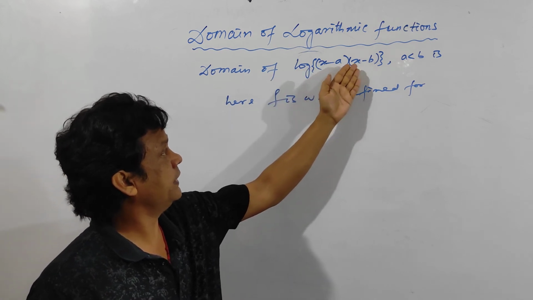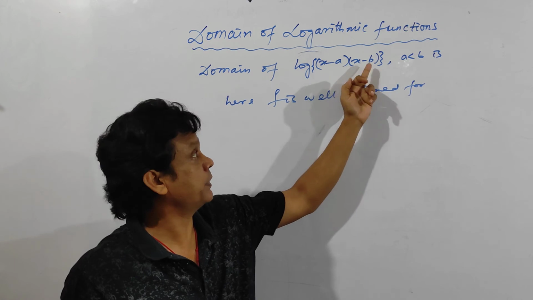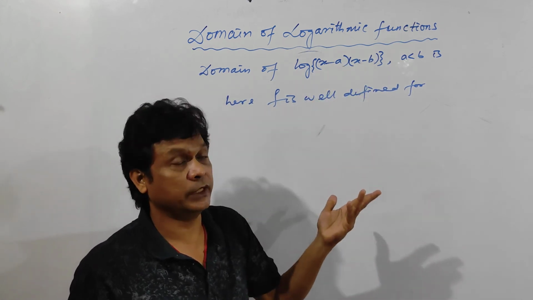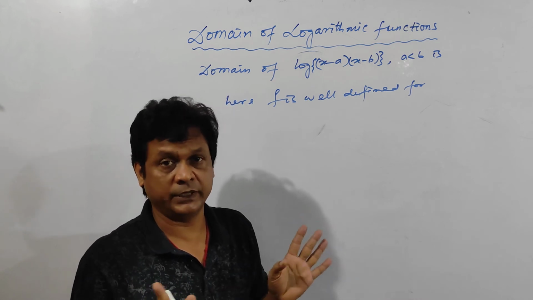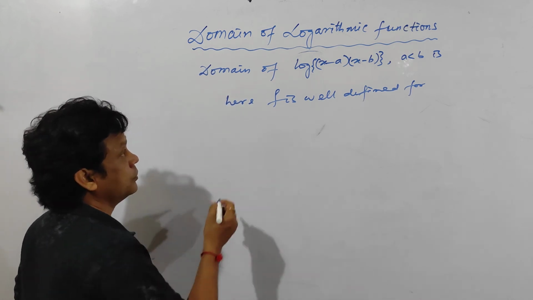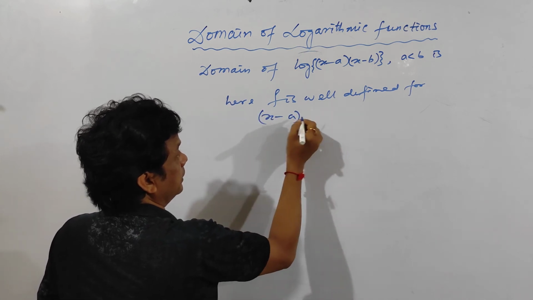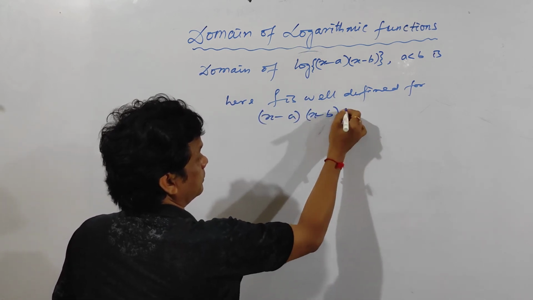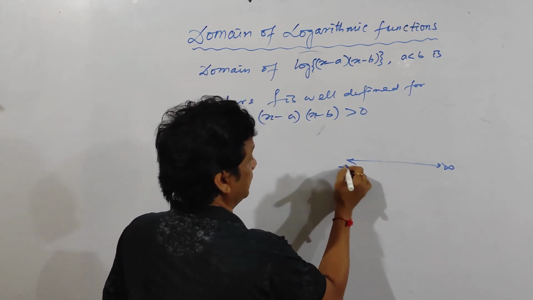See the fourth case. Log of x minus a into x minus b. But the previous one was b minus x; here it is x minus b. That means in the previous one the sign of x square is negative, here the sign of x square is positive. That is the difference. So it is verified if this quantity is positive: x minus a into x minus b must be greater than 0. And draw the number line. This is infinity, this is minus infinity.